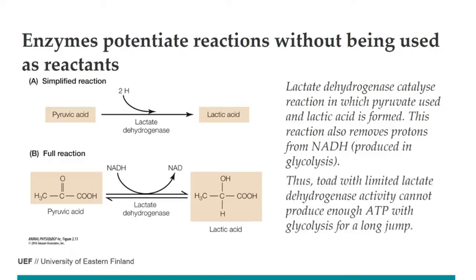But in the toad, this enzyme is not so effective. So there is an accumulation of pyruvic acid and NADH, and there's not enough NAD for glycolysis anymore. That limits the ATP production, and then there's not enough energy for jumping.